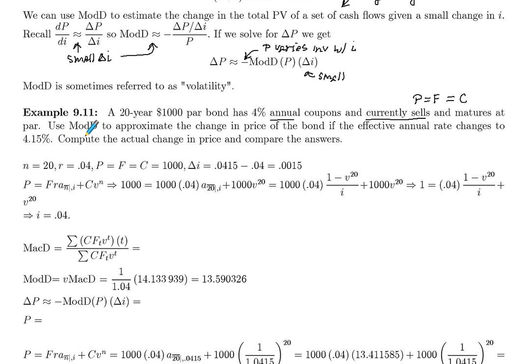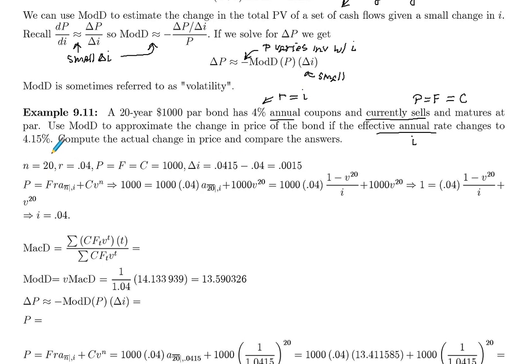We're going to use modified duration to approximate the change in price of this bond if our effective annual rate, this is our I, our effective rate, changes to 4.15%. So right now I is equal to 4%. And remember that if you've got P equal F equals C, that these are 4% annual coupons and this is equal to R. But when you've got P equals F equals C, then R and I are the same, recall. And here's the reason that that's true.